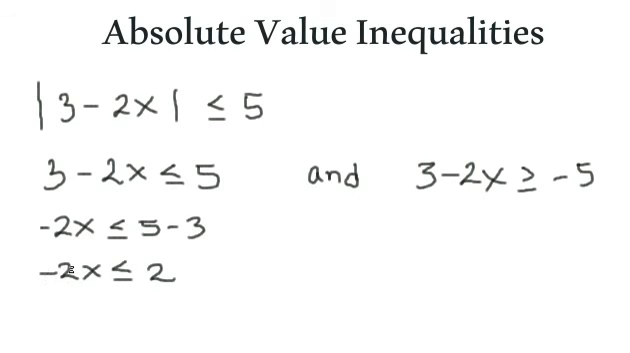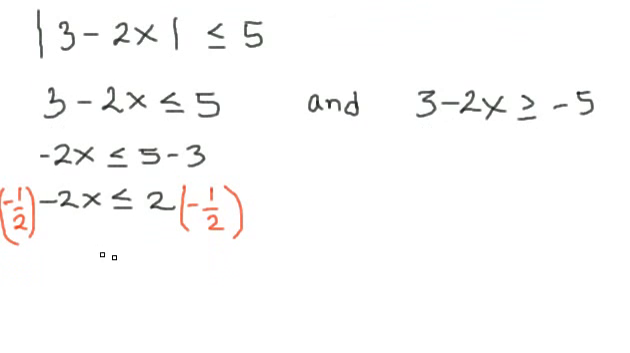Now we've got to get rid of this negative 2, and in order to do that, I think I'll use a different color. In order to do that, I'm going to multiply both sides by negative a half. So we have negative a half times a negative 2. And a negative a half times negative 2 is 1. But we're not going to write 1 here, we're just going to write x.